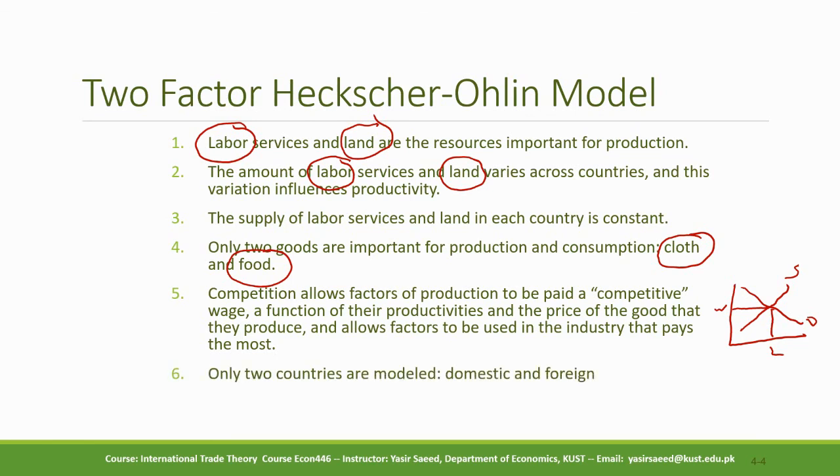And our final assumption for this model is that only two countries are modeled. We call one the domestic country and the other we call the foreign country. So if you look at these assumptions, we have two factors of production, only two goods are produced, and only two countries are modeled. So this model, the Heckscher-Ohlin model, is also called the two-by-two-by-two model.